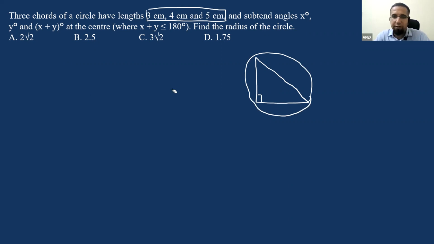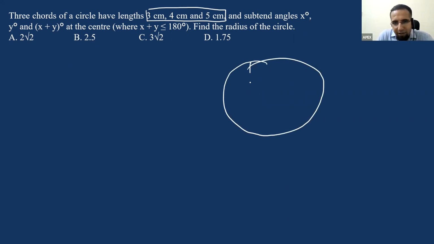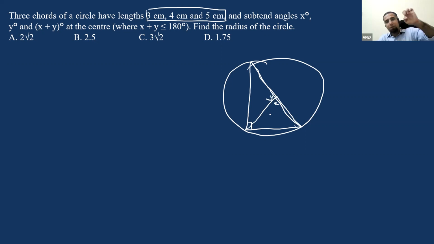So now since we're talking about chords, let me draw a circle first. And then let's say chord 3 and then chord 4, and this becomes chord 5. Now this is 90 degrees, and I know that the angle in a semicircle is 90, which means this acts as my diameter. Now you can check if this chord subtends x degrees, this chord subtends y, and the chord subtends x plus y at the center. That should be your catching point. It was a slightly tricky question.